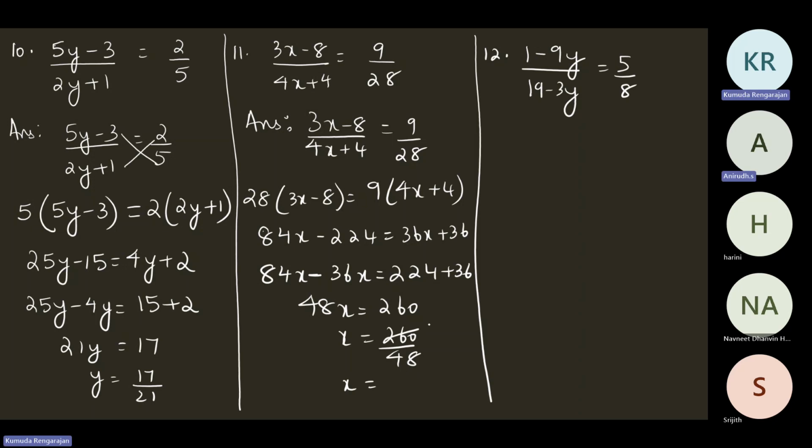130, so in the tables of 4. 4 sixes are 24, 2 remains. 4 fives are 20. So 65 by 12 as a mixed fraction is 5 5 by 12. Correct, 5 5 by 12.